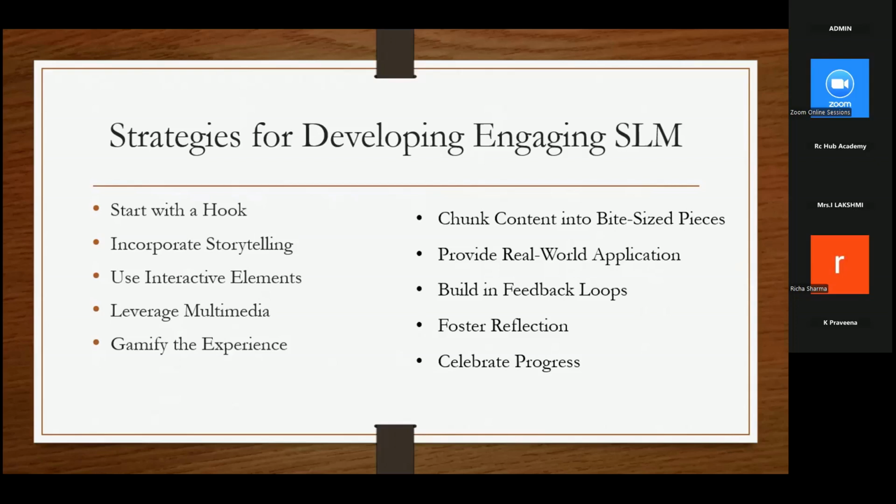And that is called the hook. After this seminar, the technical terms you can understand, that is called the hook, starting with the hook and incorporating storytelling. So I have to go with the storytelling, and make it relevant to the material.